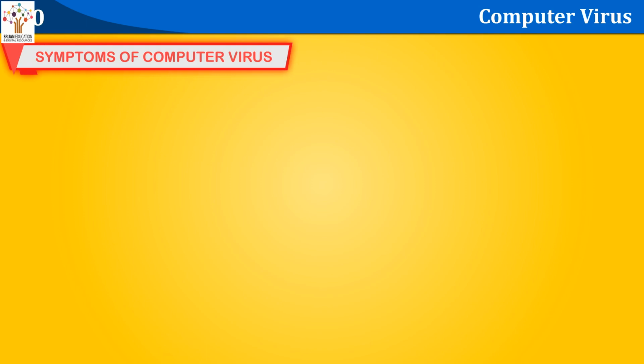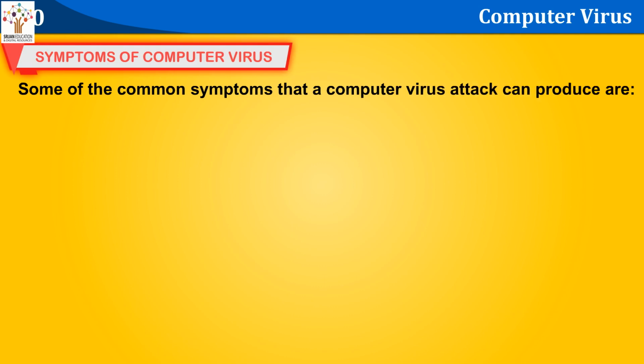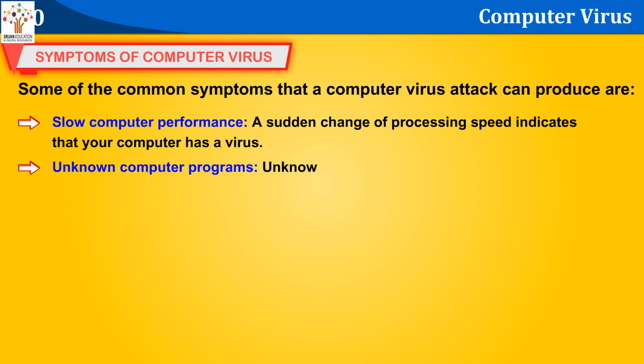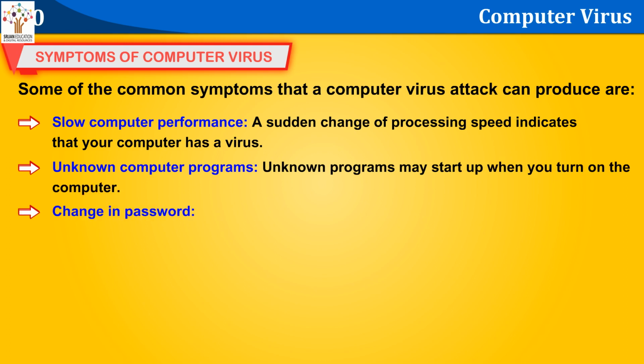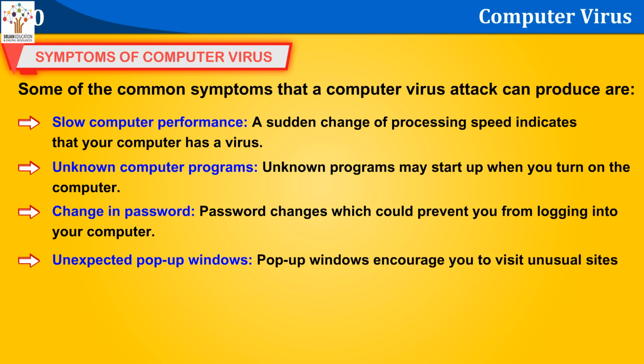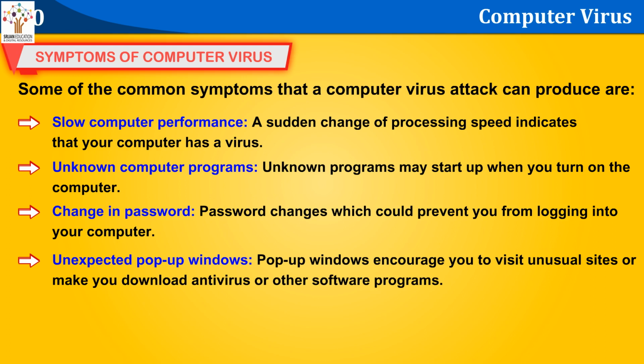Symptoms of computer virus. Some of the common symptoms that a computer virus attack can produce are slow computer performance. A sudden change of processing speed indicates that your computer has a virus. Unknown computer programs. Unknown programs may start up when you turn on the computer. Change in password. Password changes which could prevent you from logging into your computer. Unexpected pop-up windows. Pop-up windows encourage you to visit unusual sites or make you download antivirus or other software programs.